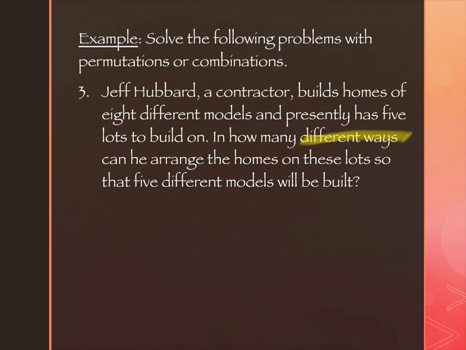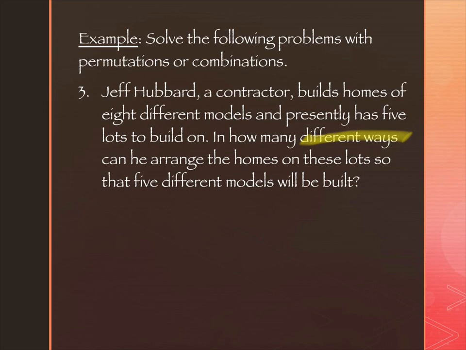So if he has model A and then model B, okay, let's just do 2 of them for the purposes of discussion, and he puts model A on lot 1 and model B on lot 2, or if he switches that, that's a different way of putting them on the lots. Sometimes, and this is actually an example of one too, prior knowledge of what's going on in the context of the question will also help you to make that decision. This one actually has some of that too.